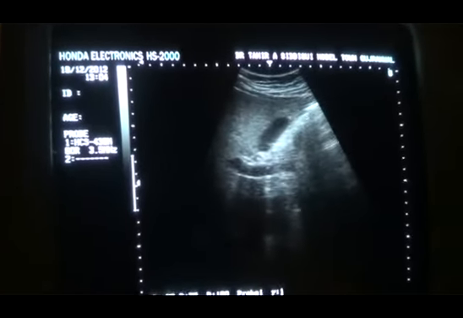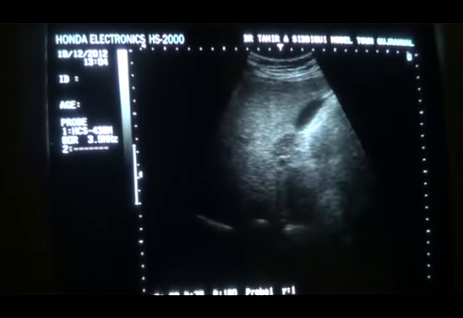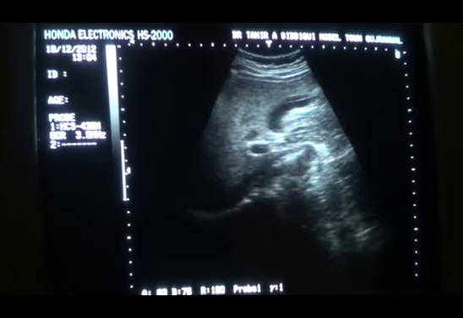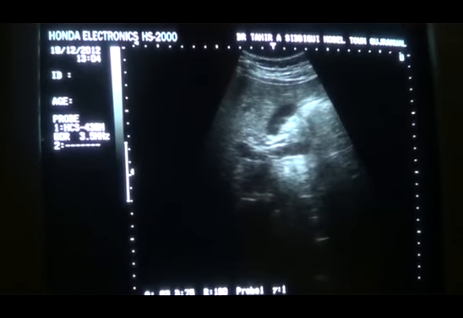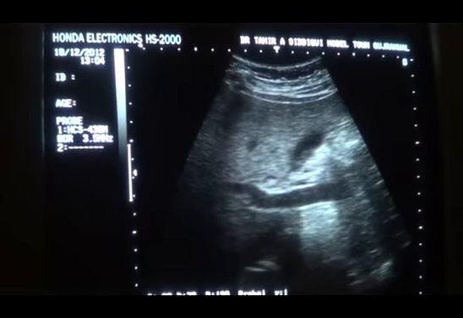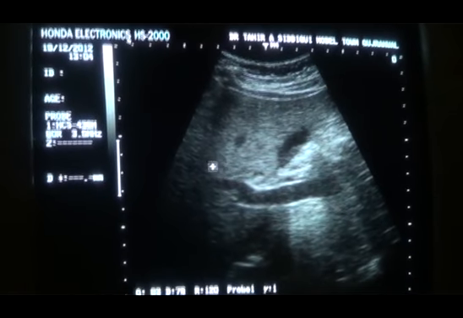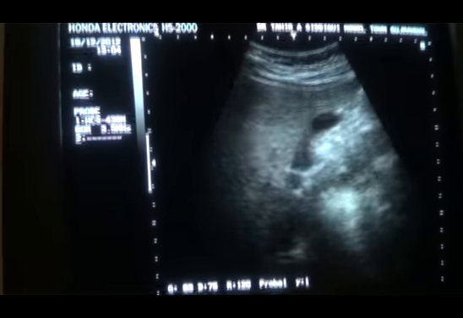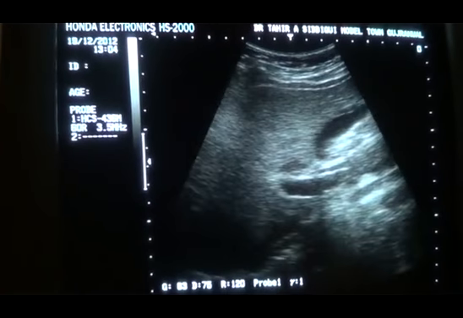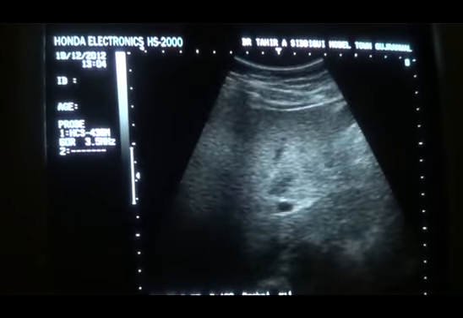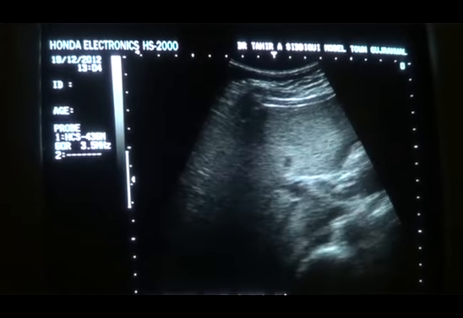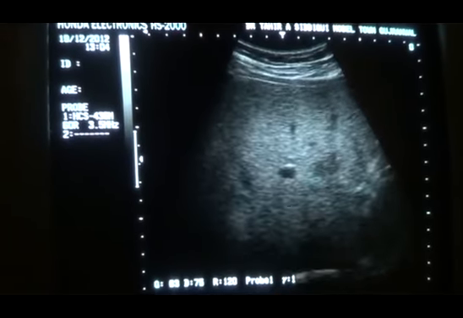Let's see the gallbladder wall. The gallbladder shows a normal wall. Here you see this is the normal wall. These periportal echoes are mildly attenuated, otherwise the periportal echoes are intact.